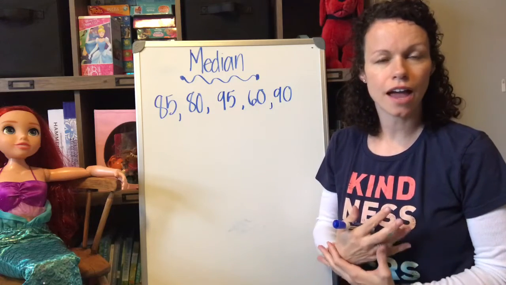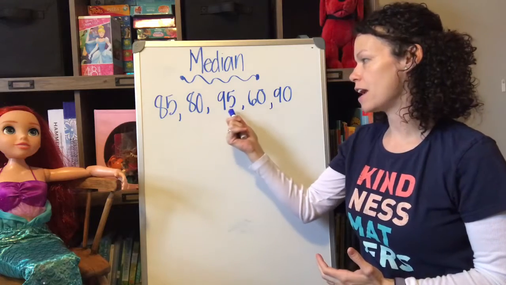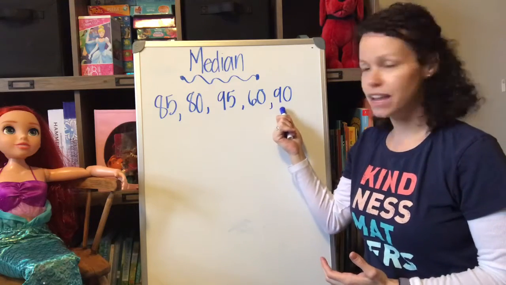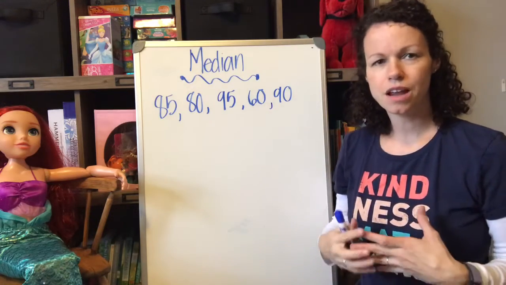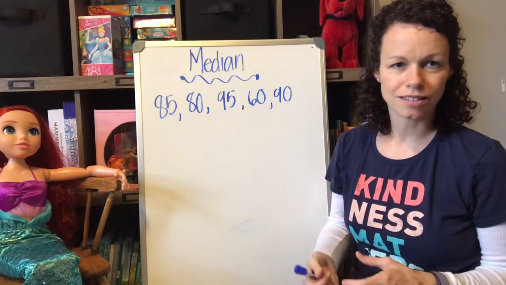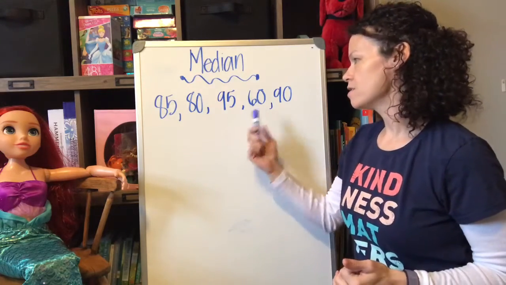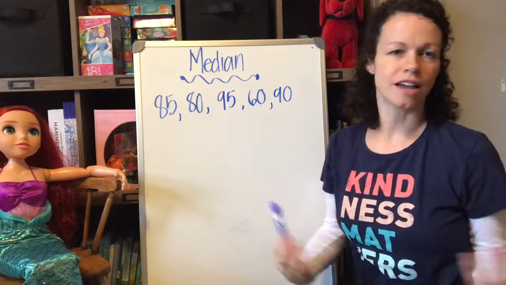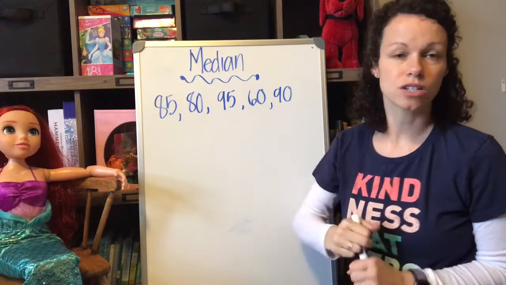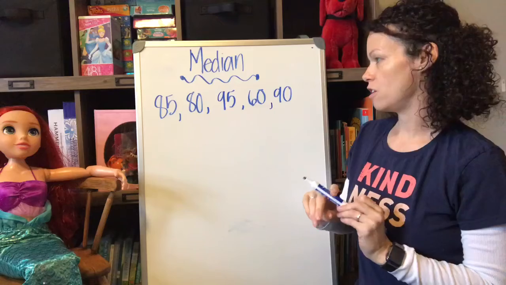So if we look at this example of test scores, 85, 80, 95, 60, 90, do you see any number that might stick out as an outlier? It kind of doesn't fit in with the rest. Yeah, 60. So this student had B's and A's and then they had a 60. So that's kind of like an outlier. So median is what we're going to use to find the average here.